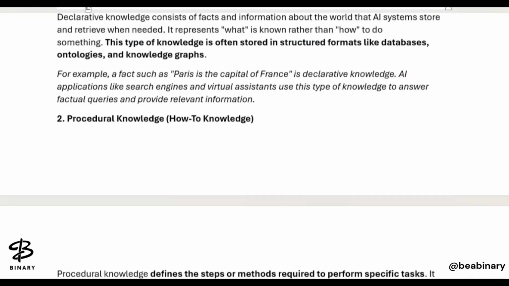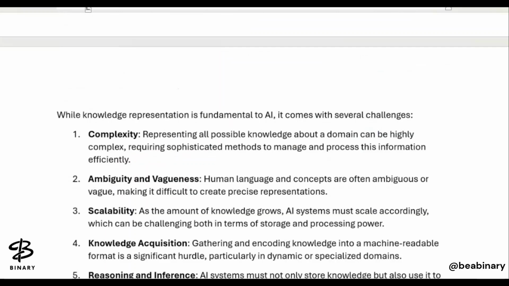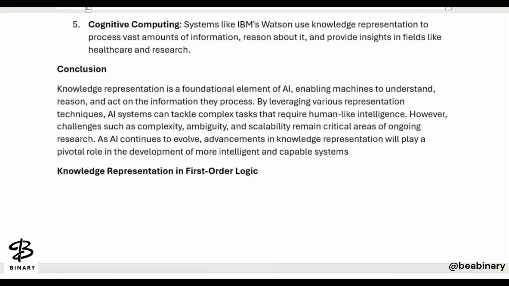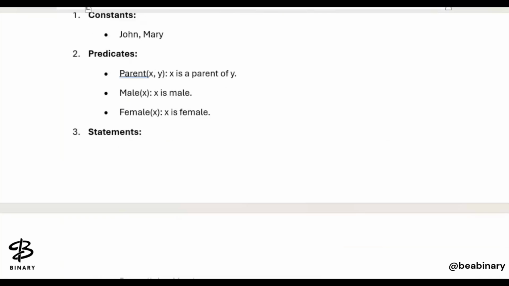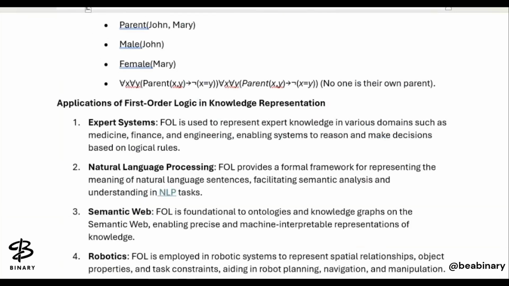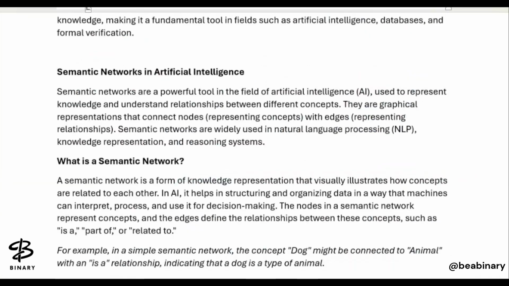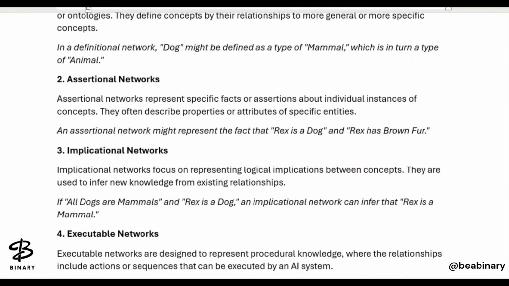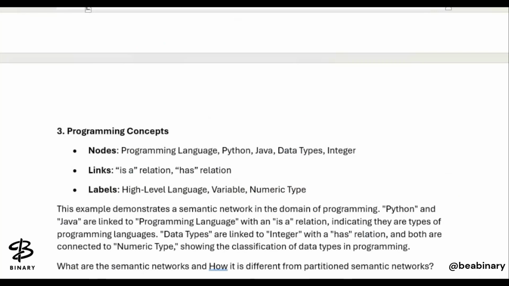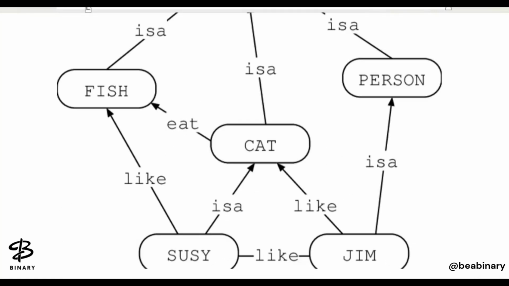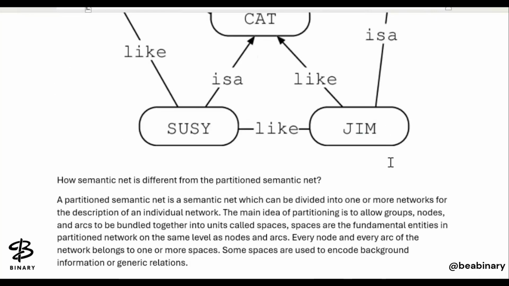We have talked about all these things of our knowledge representation. We have talked about first order logic, right? Then the semantic networks also. In semantic networks, we have discussed all the components and the working examples also. We have seen this example also.